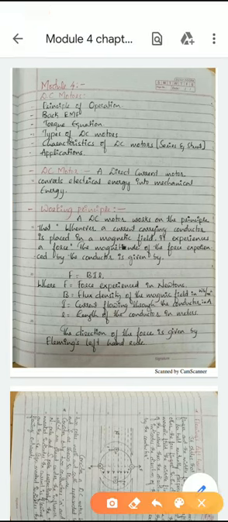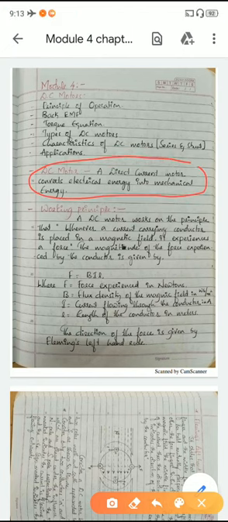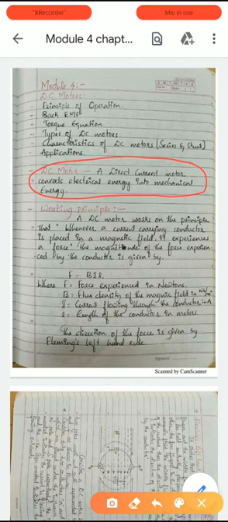So before going to start with this chapter, first we will clearly define what we mean by motor and what we mean by generator. A motor is a device which converts electrical energy into mechanical energy. So here the input is electrical energy, and using that electrical energy we are going to convert that to mechanical energy.